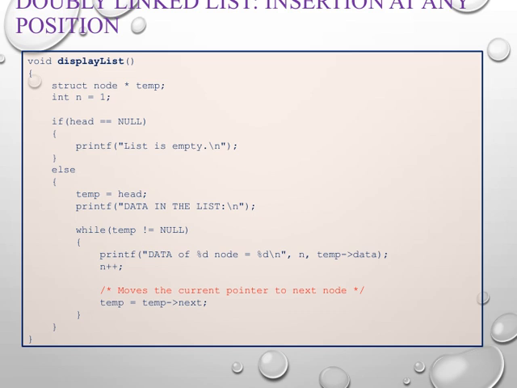Overall, this function is a straightforward way to visualize the contents of our doubly linked list, and it highlights the importance of proper traversal for understanding and debugging our data structures.